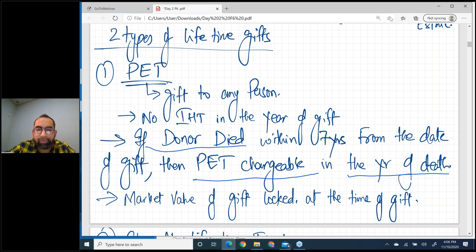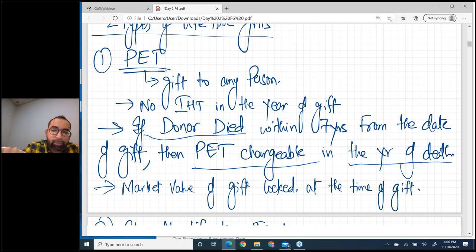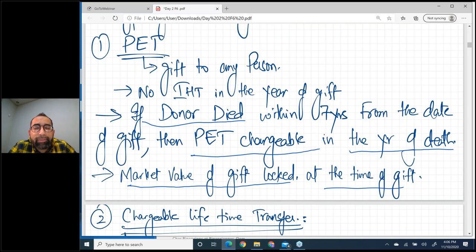Okay, now one very important concept: market value of gift. Market value of gift is locked at the time of gift. For example, I have given a property to my son in 15-16, and at the time of giving this gift, the market value of the property is $100,000. Let us say I died after 2 years, so within 7 years I died. So this PET will be chargeable. But at the time of death, the market value of this property rose to 300,000.